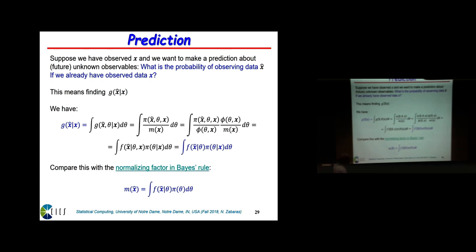And by the way, compare this prediction distribution with the normalization factor that we had in Bayes' rule. Remember in Bayes' rule, if I write the normalization factor for the new observations x hat, that's the likelihood times the prior. So this is the prior, there is the posterior. Now, how difficult is it to get this?